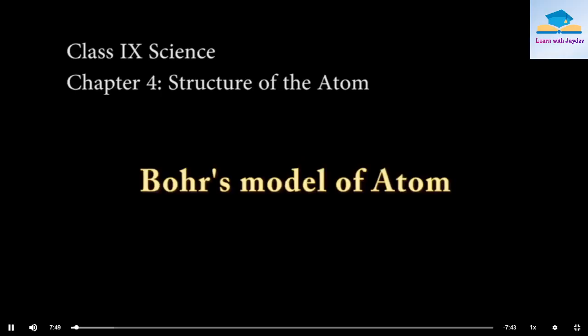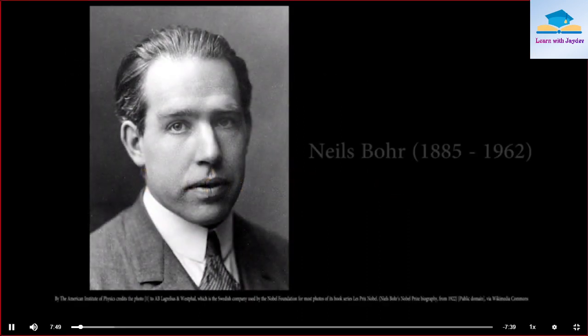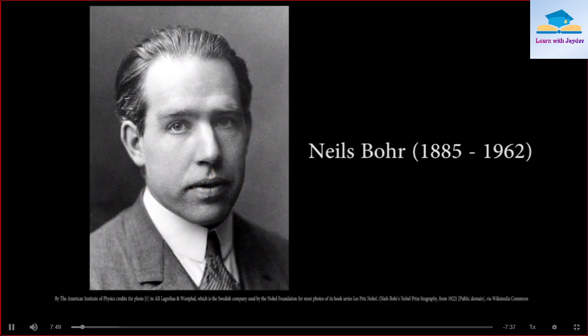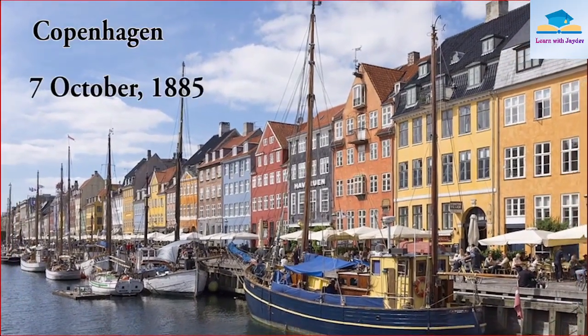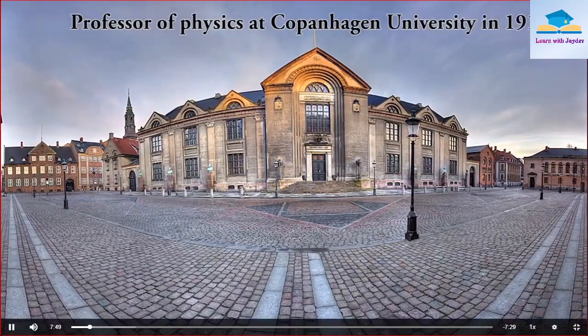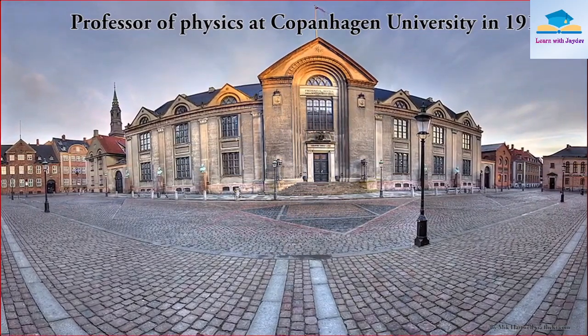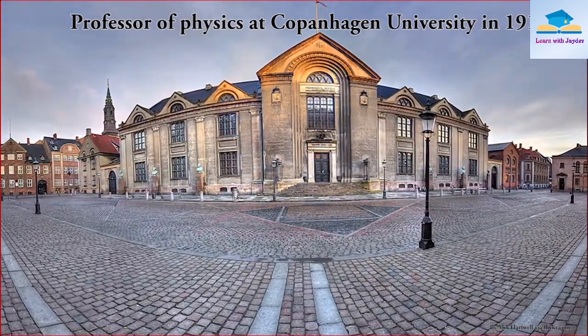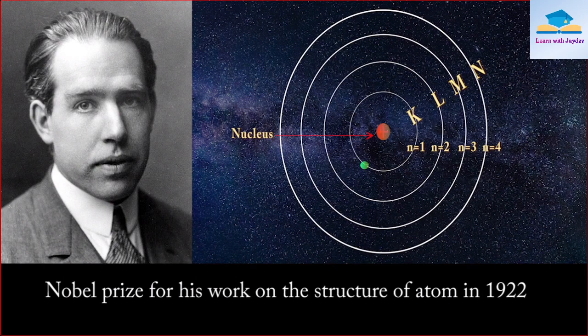Bohr's model of an atom. Bohr's model was proposed by Niels Bohr. Niels Bohr was born in Copenhagen on 7 October 1885. He was appointed Professor of Physics at Copenhagen University in 1916. He got the Nobel Prize for his work on the structure of an atom in 1922.